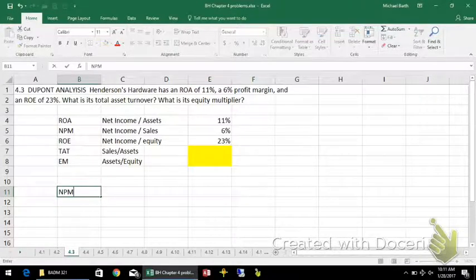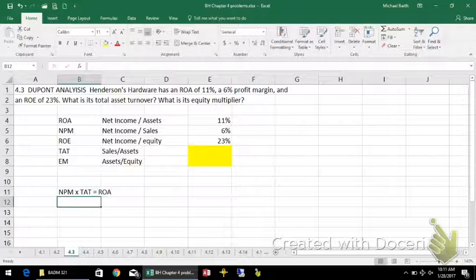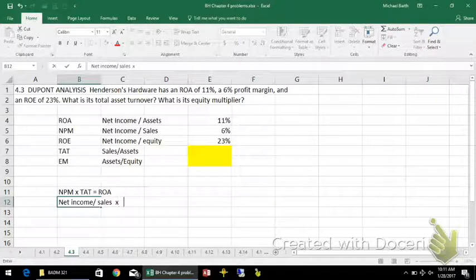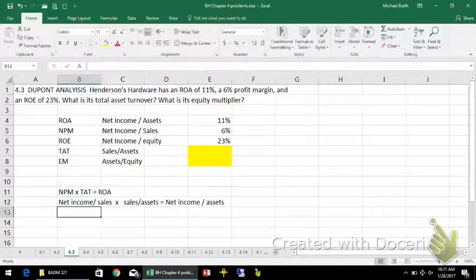If you take the net profit margin times the total asset turnover, that gives you the ROA. Alright, so the net profit margin, net income over sales, and then you multiply that by sales over assets, then sales is going to cancel out and you're going to be ending up with net income over assets. So I know that the net profit margin I'm given 6%, and I multiply that times the total asset turnover, I have ROA, which is 11%.